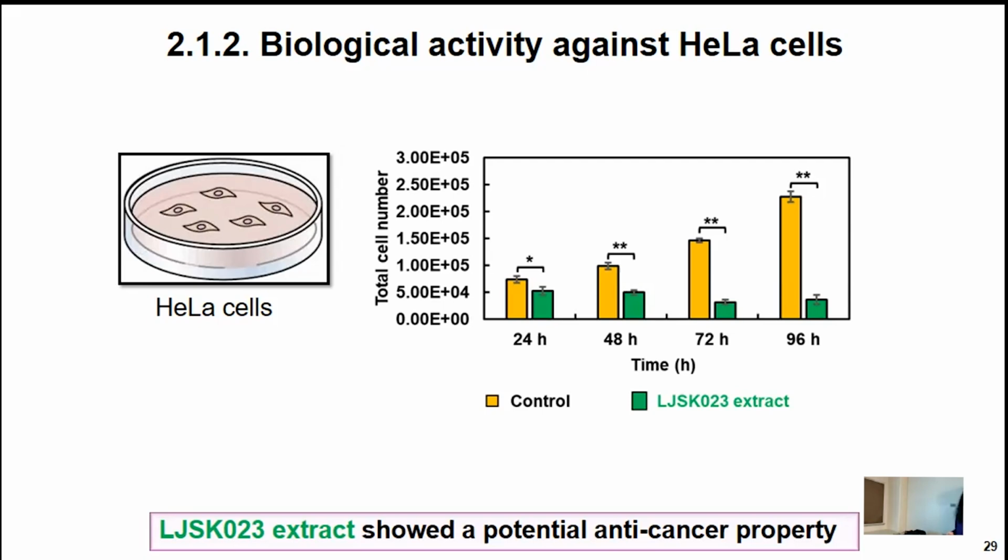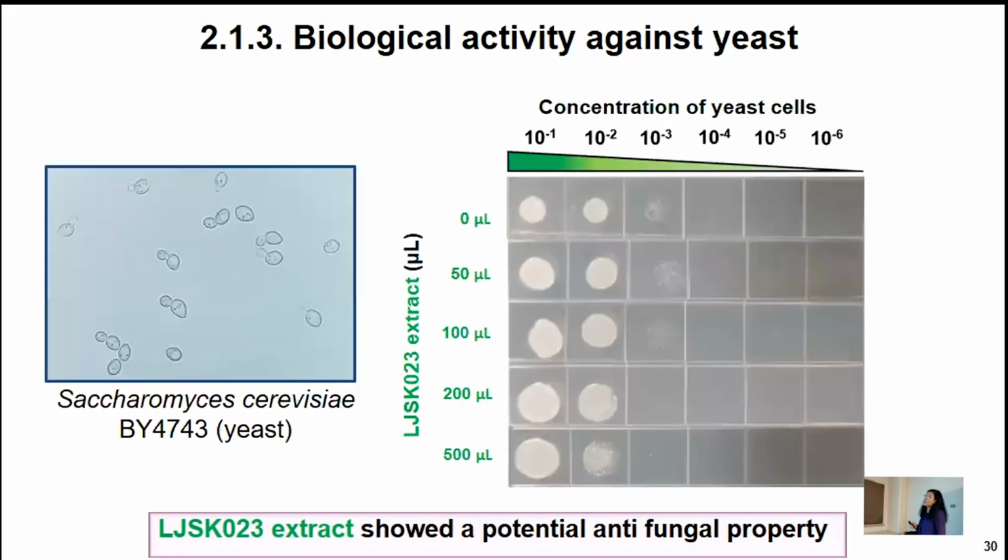But when the HeLa cells were treated with the 023 extract, the number of cells was decreasing over time, indicating maybe the extract has some bioactive compounds showing this anti-cancer property because it is inhibiting the growth of the cancer cells. Then we tested it against yeast.